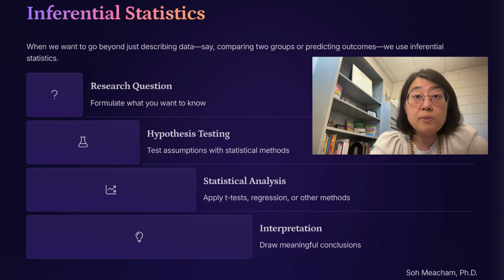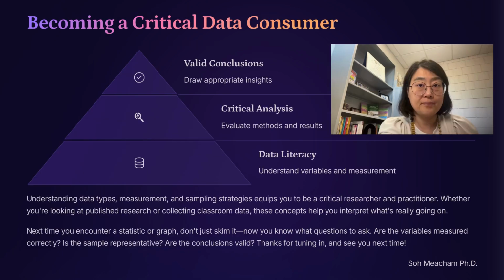When we want to go beyond just describing data, say comparing 2 groups or predicting outcomes, we use inferential statistics. A t-test is one example. Imagine comparing average test scores between students who used flashcards and those who didn't. That's inference. Another example is using regression analysis to predict students' future performance based on their current grades.